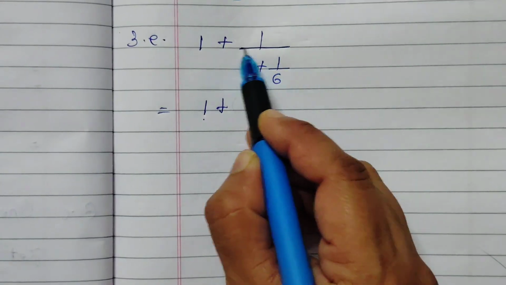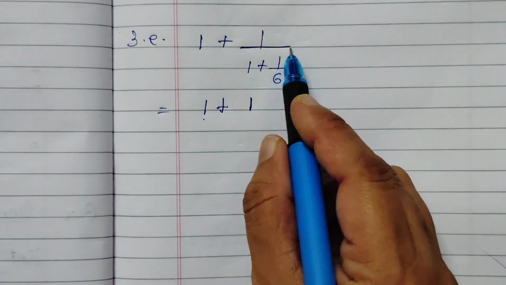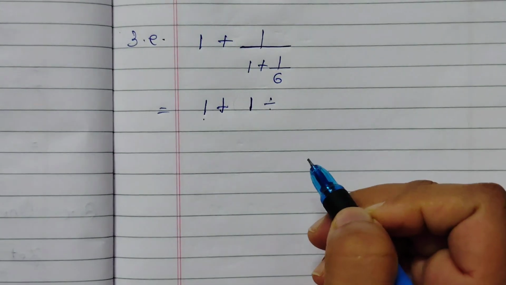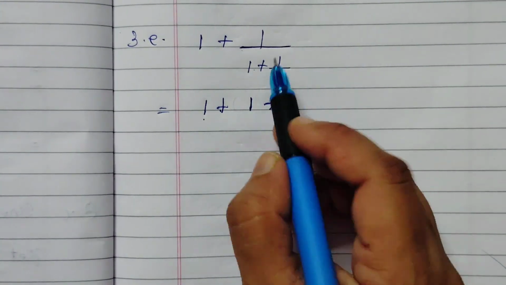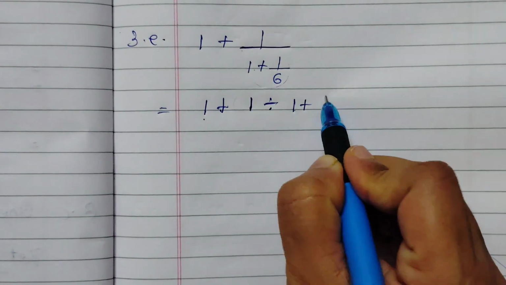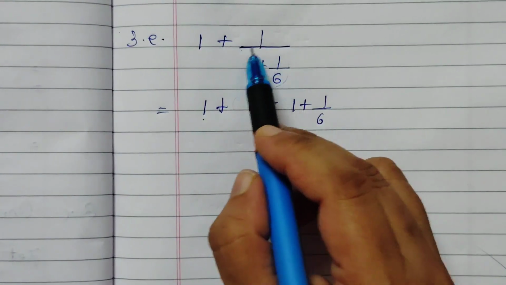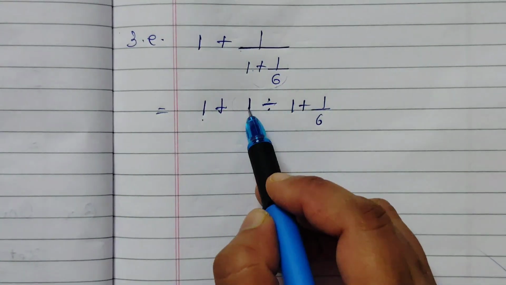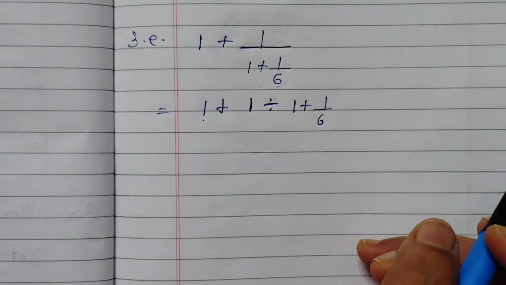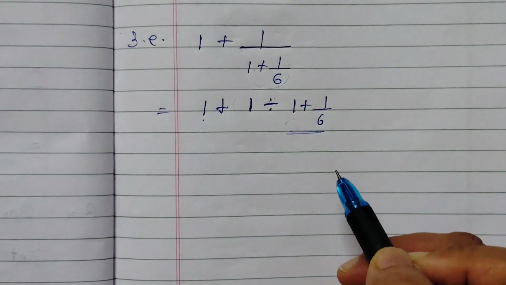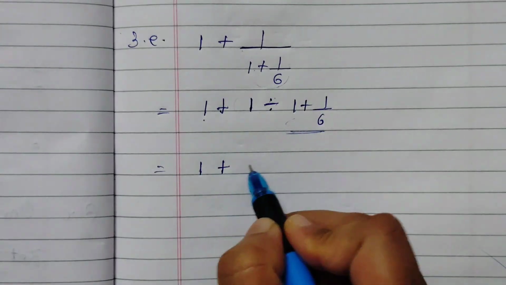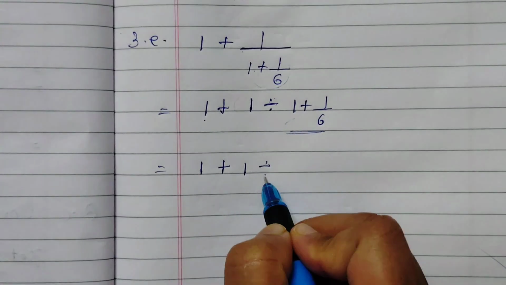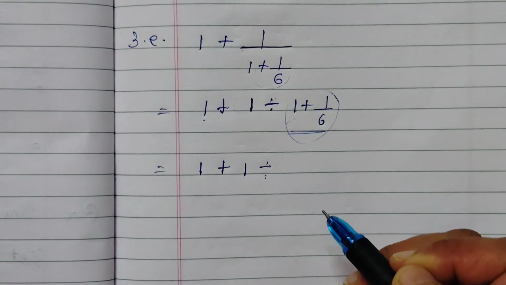Now here what is that? This is division. So instead of writing this I will put the sign of division. Instead of this I wrote the sign of division and I will write this whole here. See, 1 divided by 1 plus 1 upon 6. This is also 1 divided by 1 plus 1 upon 6. Now first we will solve this. So remaining I will write as it is, 1 plus 1. Division also I will write as it is because we are solving this one first.